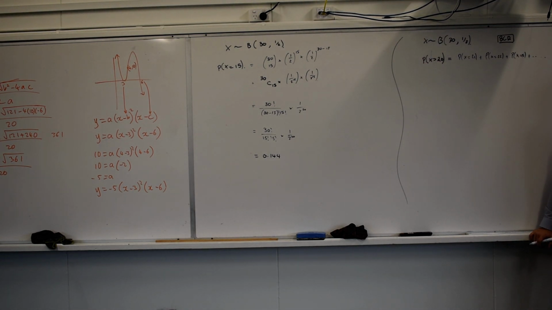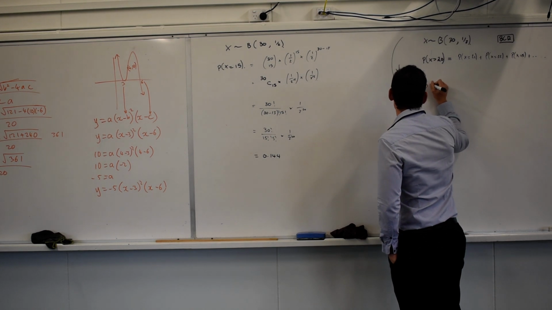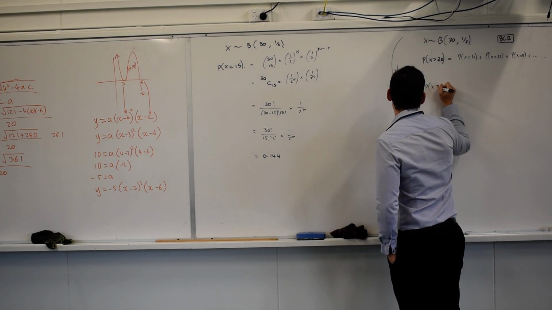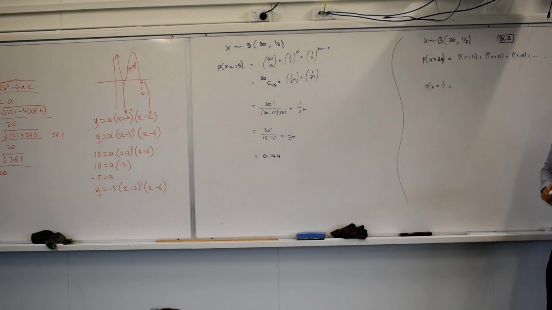Who wants to do that? No one. Often you won't get given those questions. The only time you might get given this is you might get given the probability that X is greater than 1 or greater than or equal to. If it's greater than 1, how can I represent that?